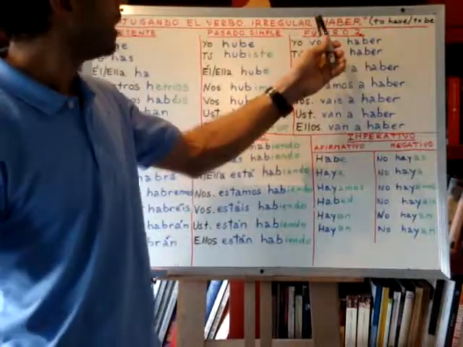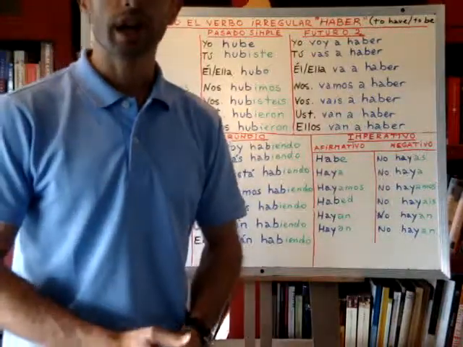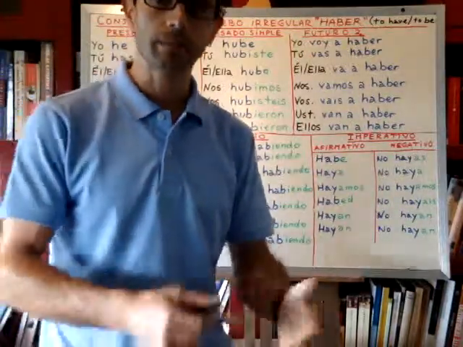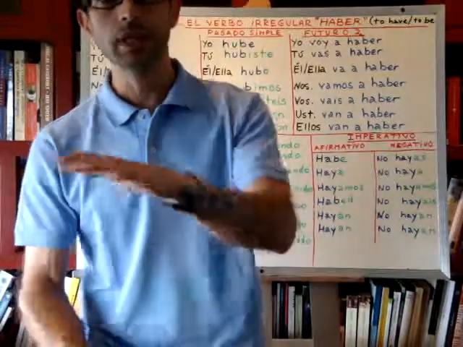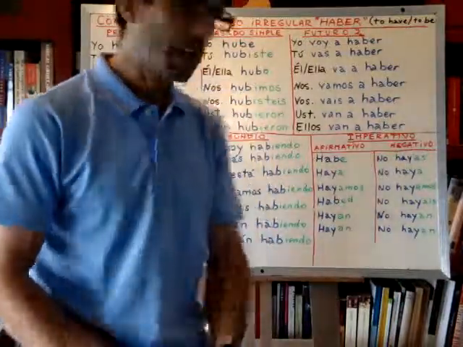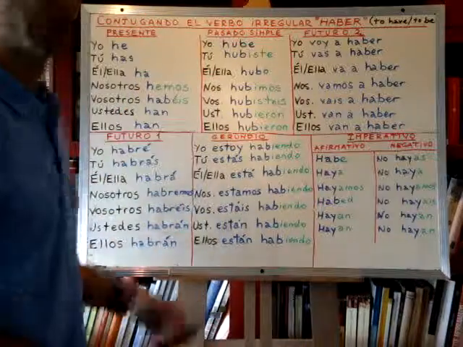So, you can see how the verb haber has a meaning. It can mean to be or it can mean to have, right? And now I will show you how this important verb is conjugated.